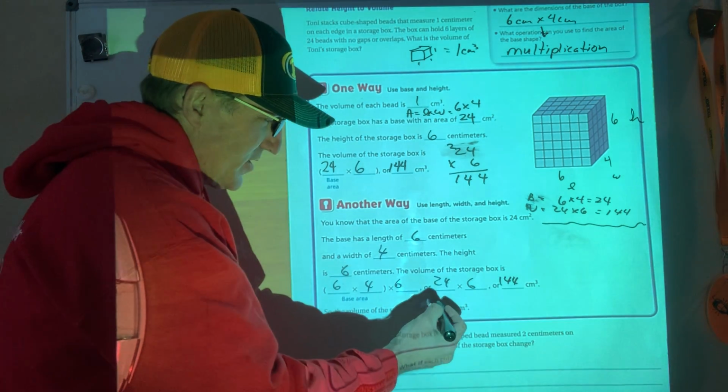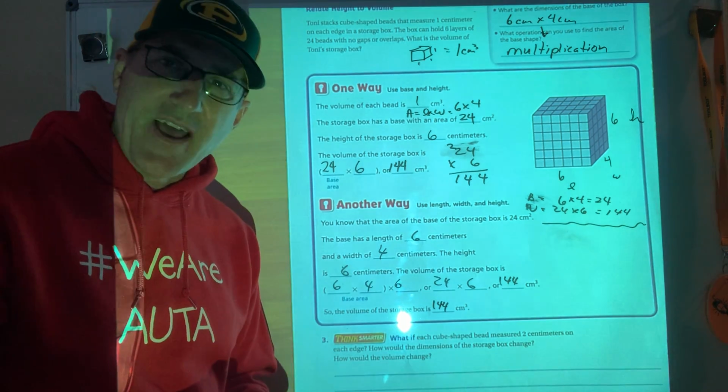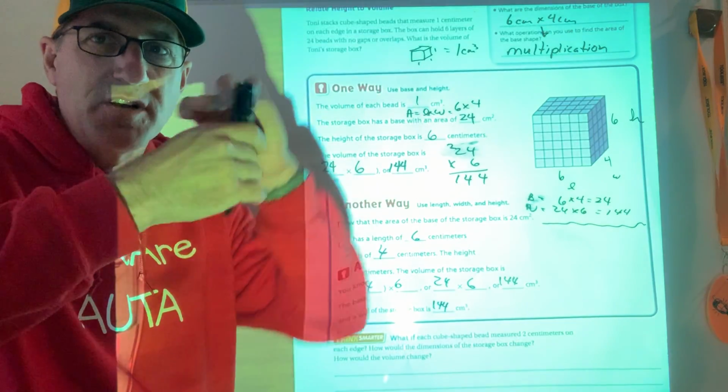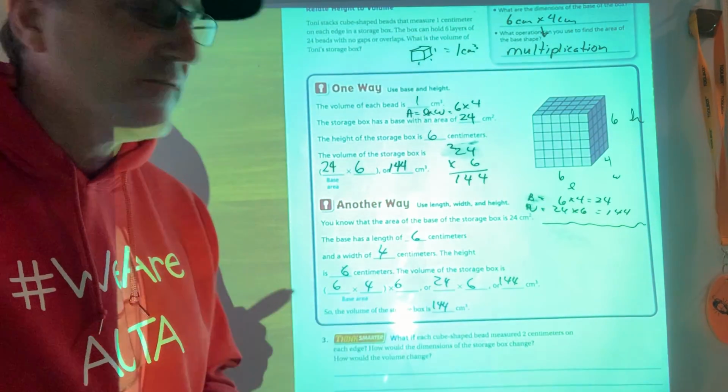So the volume of the storage box is 144. Length times width times height, it doesn't matter the order, right? The commutative property tells me that. I can turn my cube whichever direction I want and make the base whatever I want it to be. So make life easy on yourself.